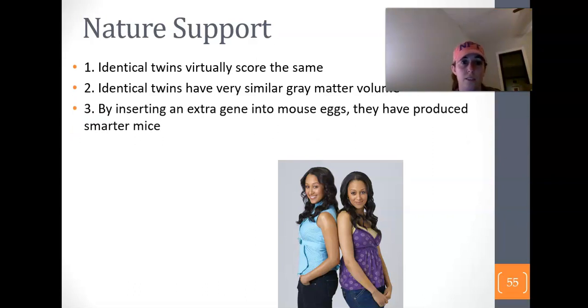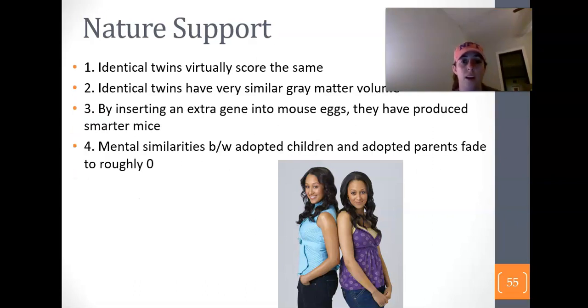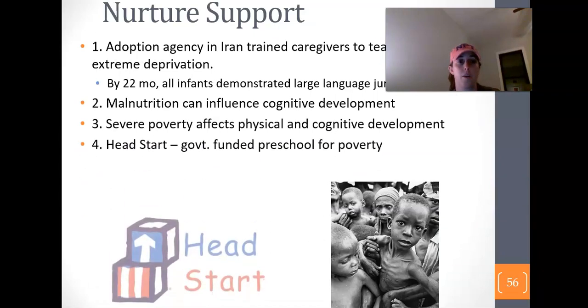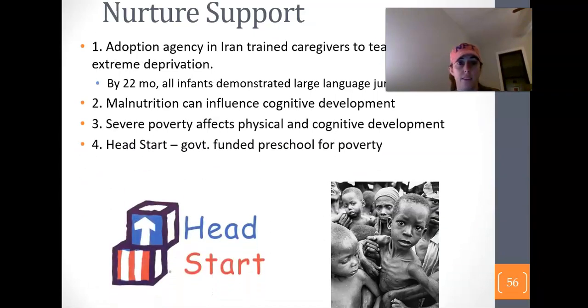Identical twins score very, very similar. Adopted children, that's a big one. Remember how adoptive children aren't similar to their adoptive parents? They're most similar to their biological parents. At the same time, though, there's plenty of evidence that being around peers that push you, being in certain schools, and technology and all that stuff affects you.